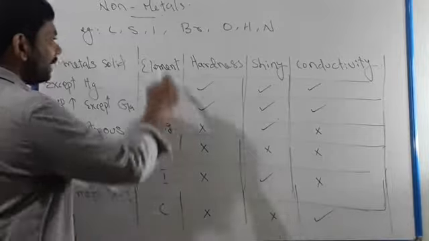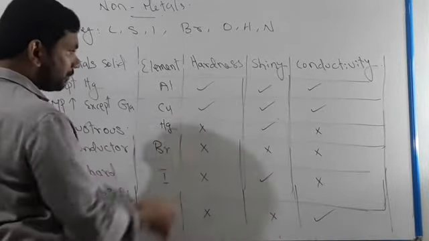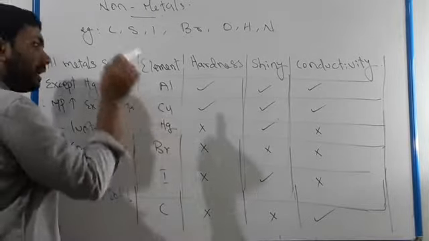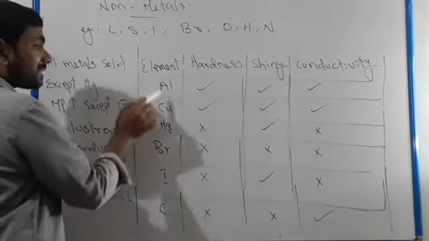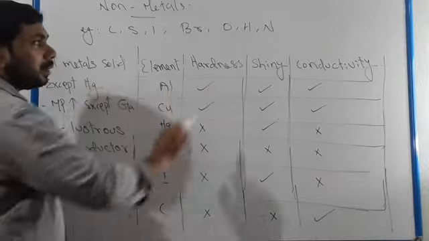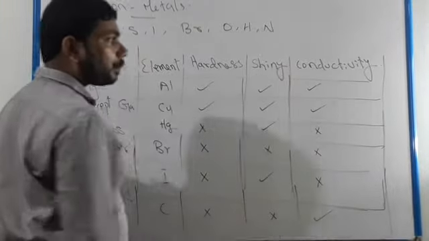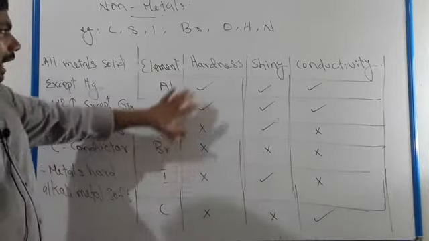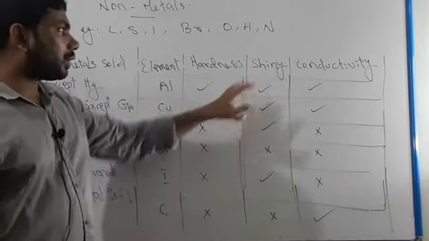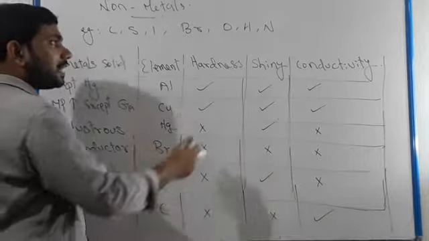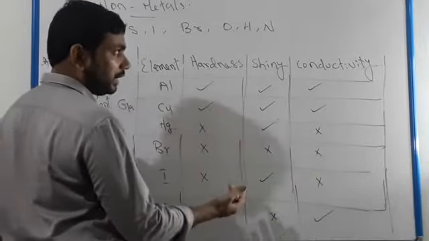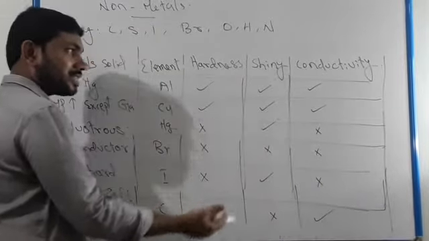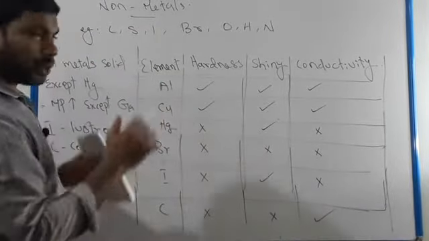Here I have given a table of different types of elements. In this table, not only non-metals, there are metals also. Metals and non-metals are given. Also some different properties are given. These are elements, hardness of elements. Are these elements shiny or not shiny? Do they conduct electricity or not?